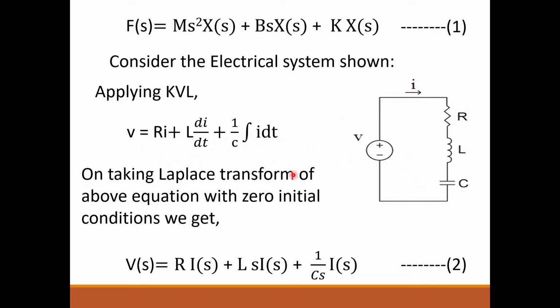Now apply Laplace transformation. Applying a Laplace transform to the above equation, V will become V of s. R is constant, keep it as it is. i becomes I of s. L is constant, keep it as it is. di by dt is s I of s. Plus 1 by C, you just keep it as it is. Integral of i dt you will get I of s by s. So this is our equation 2.